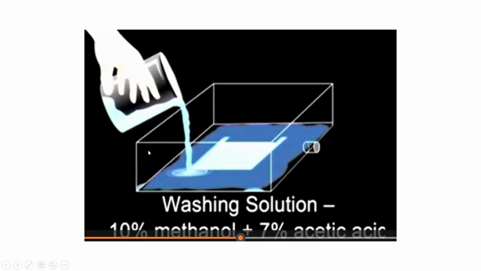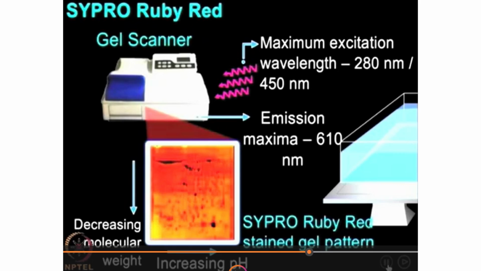Then after that, you just need to remove the stain and wash away the amount of stain which is not needed. Only proteins are something which you want to be stained. And after washing, you can visualize in the gel scanner or transilluminator. For this specific stain, there is some excitation wavelength and emission wavelength, and you need to set those specific parameters. Once you set those parameters, you can visualize the gel. So these small dots are nothing but the proteins.